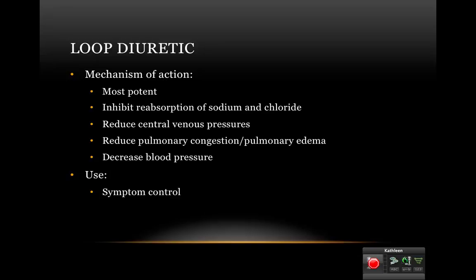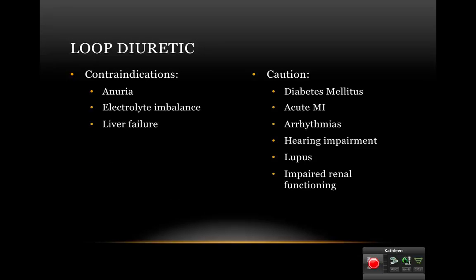Loop diuretic mechanism of action. These are medications that are commonly used for patients in congestive heart failure. They're more potent than thiazide diuretics. They inhibit the reabsorption of sodium and chloride. They reduce central venous pressures. They reduce pulmonary congestion and pulmonary edema. They decrease blood pressure. They're used for symptom control, and they're very helpful to manage volume overload and reduce preload, which is difficult for patients who have heart failure.